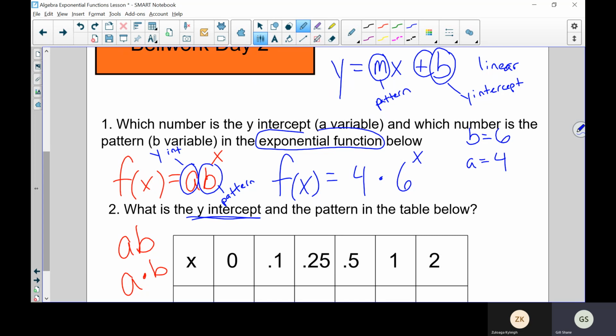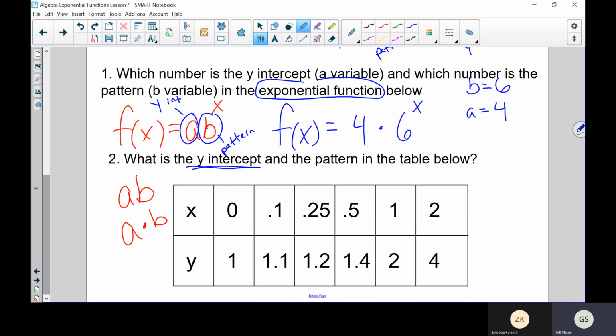I mean, your short version, the number with the x is the pattern. The number not with the x is the y-intercept. If you have an equation. Now, if we have a table, there's something else you have to do. I'll go over that next. So now from the equation, it's a little tougher on the pattern.